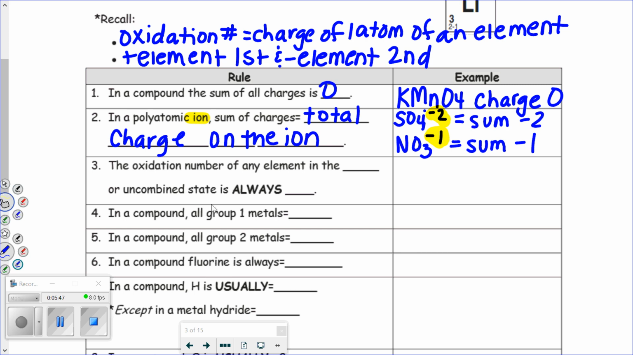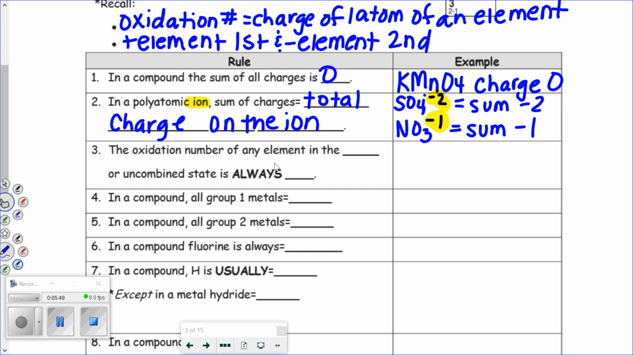All right, rule number 3, the oxidation number of any element in what we refer to as the free state, meaning it's by itself, is always 0. So for example, if you see copper by itself, it's not in a compound, it's just sitting there, it's not combined, it has a charge of 0. This is what we call a monoatomic element. It does not come as a pair.